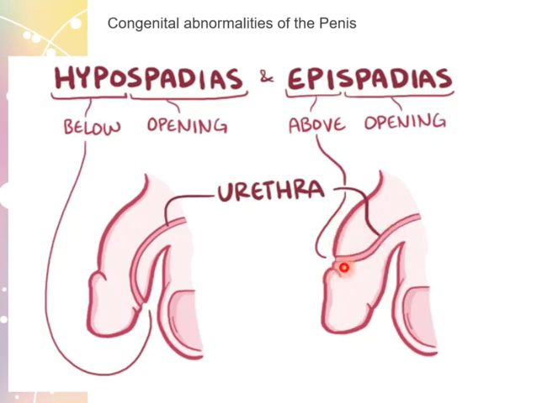Epispadias is also said to be associated with exstrophy of the bladder. What do I mean by that? If a child has epispadias, then the chances of the child having an open or exposed bladder are also high. Okay, so those are the two congenital abnormalities of the penis. They are generally surgically treated.